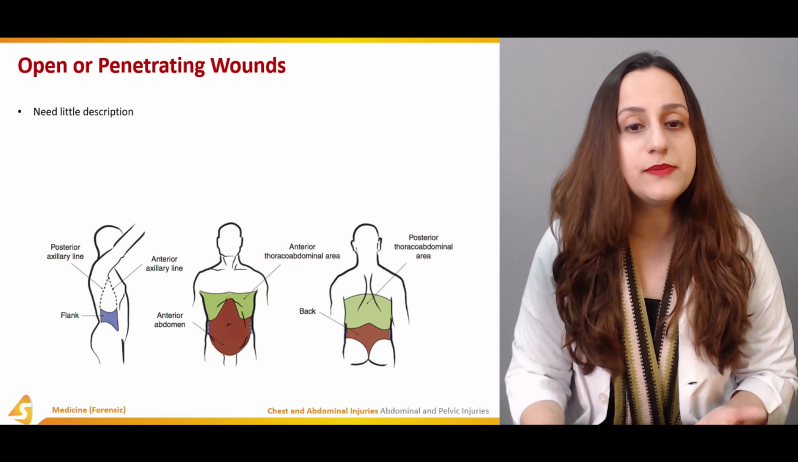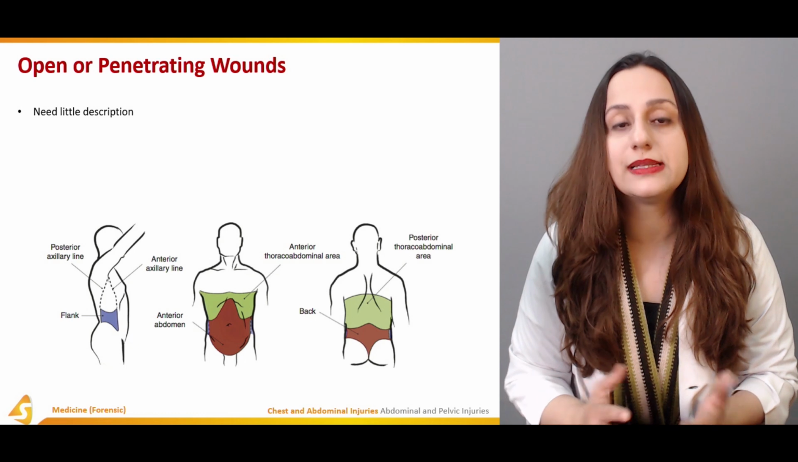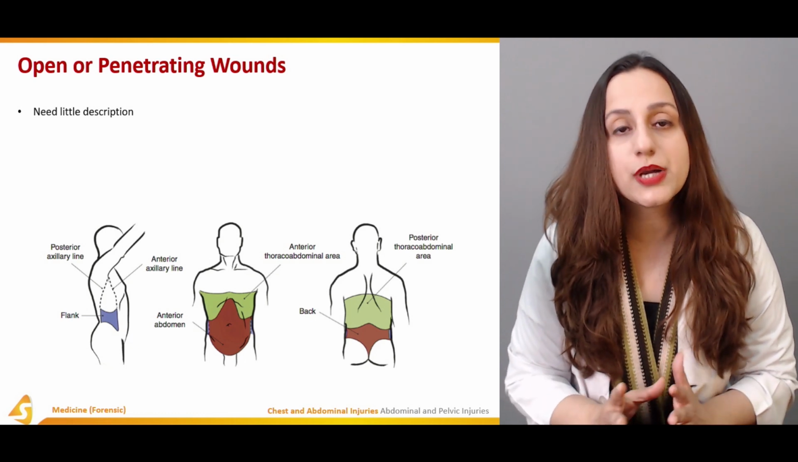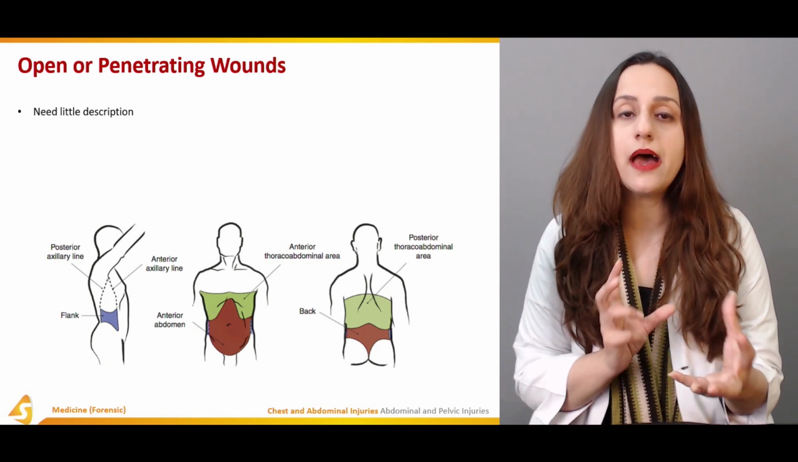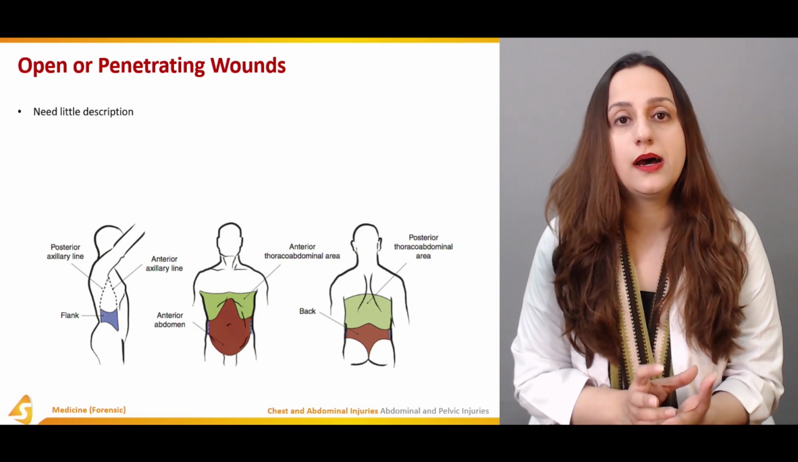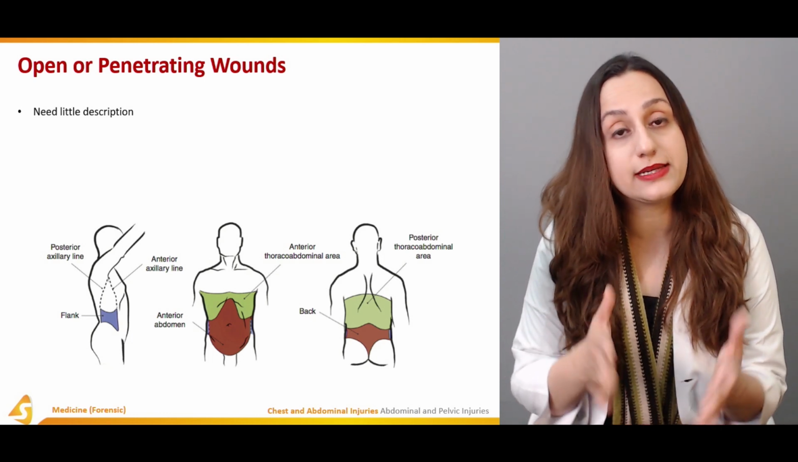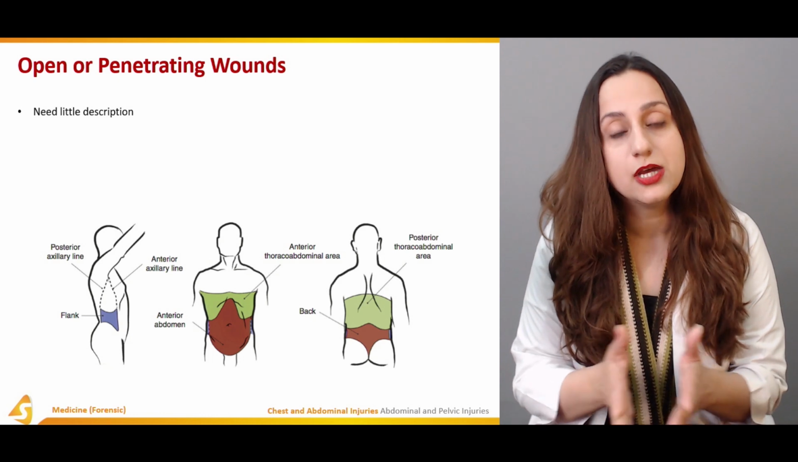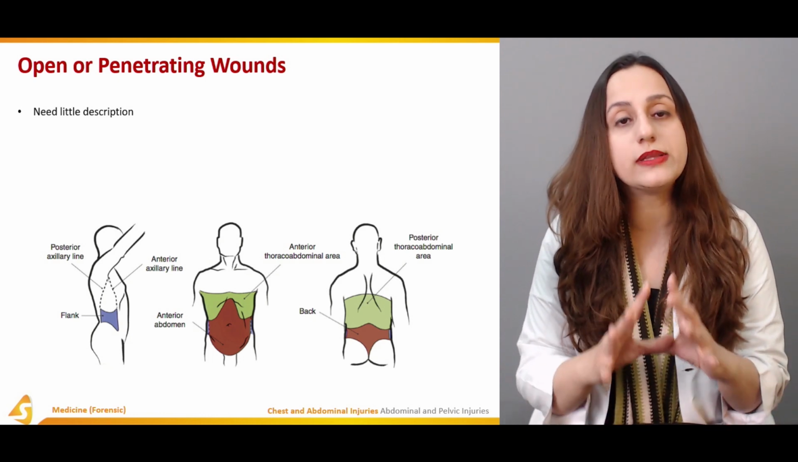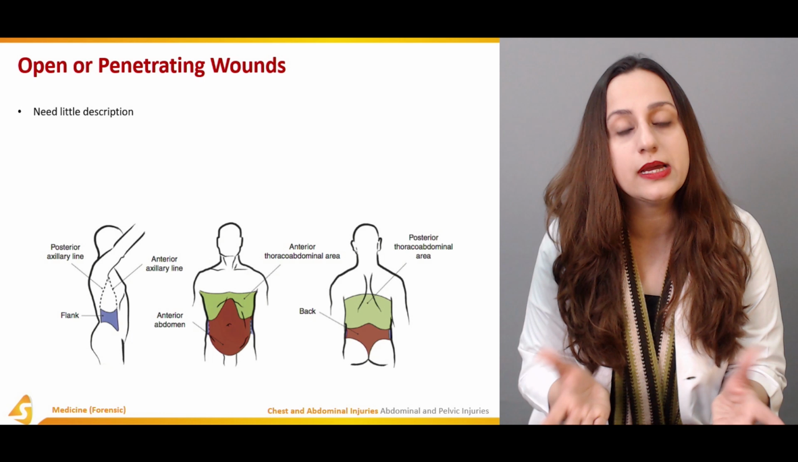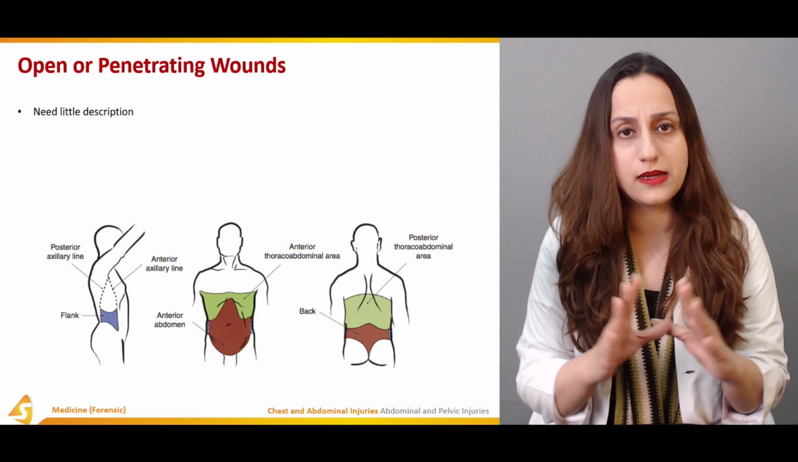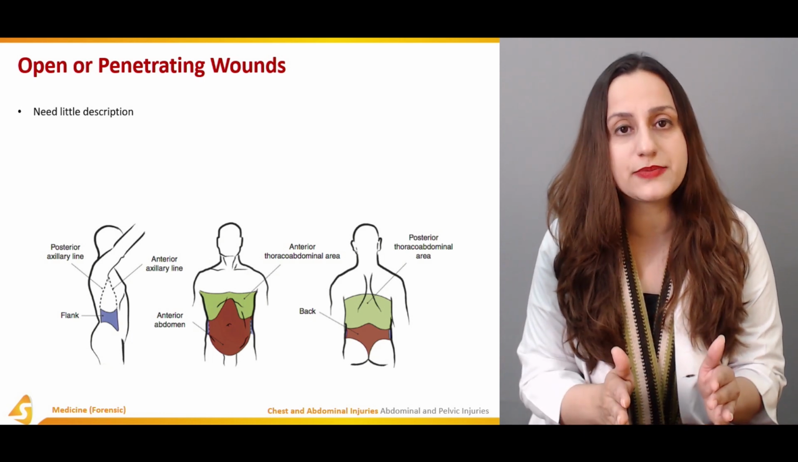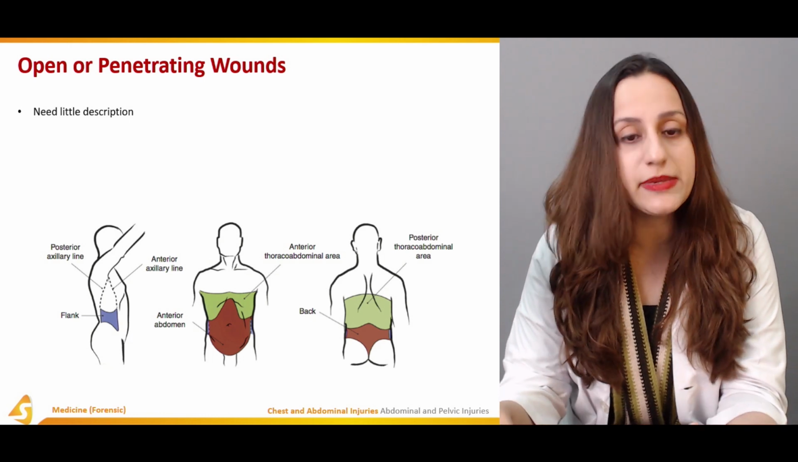The open or penetrating wounds need little description, because we cannot really comment on the type of damage that has taken place inside. It is only the physical or outer look that we can comment upon: the size and the anatomical position the trauma is present on. Only these things can be commented upon.